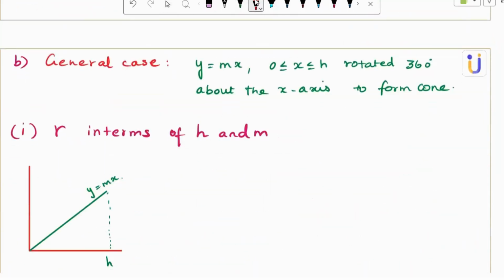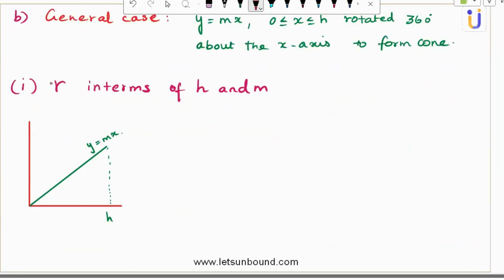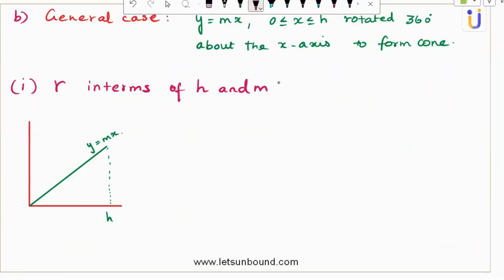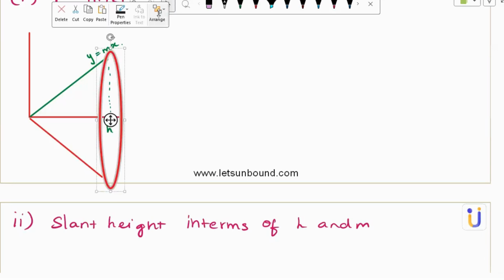Now we are going to consider a general case. Y is equal to mx is given here. We are going to form a cone by rotating the line y is equal to mx, where 0 is less than or equal to x is less than or equal to h, through 360 degrees about the x-axis. Now we are going to solve three particular questions under this. First, write an expression for r in terms of h and m. So when you rotate it, you will get a cone like this, and this acts as the radius.